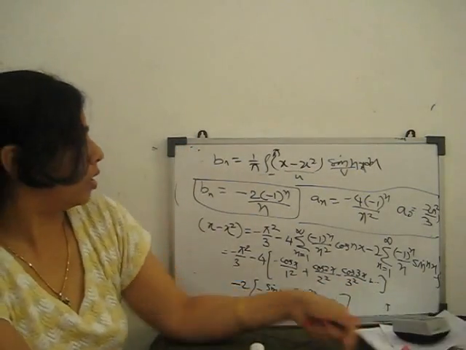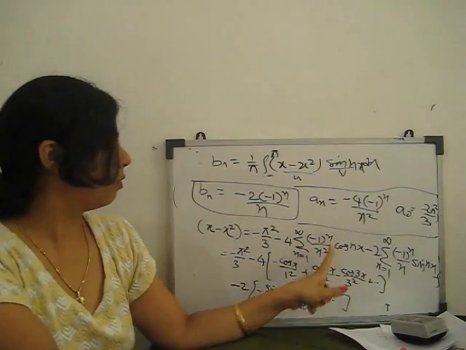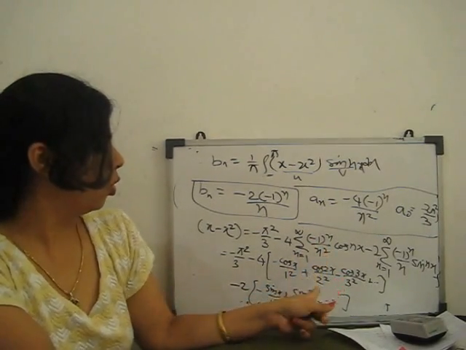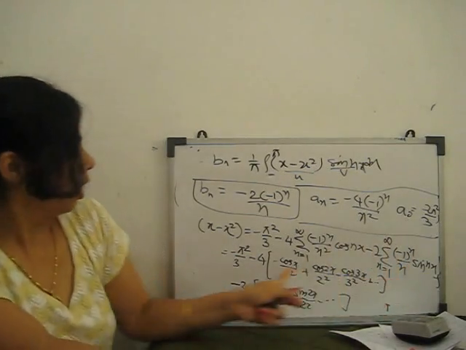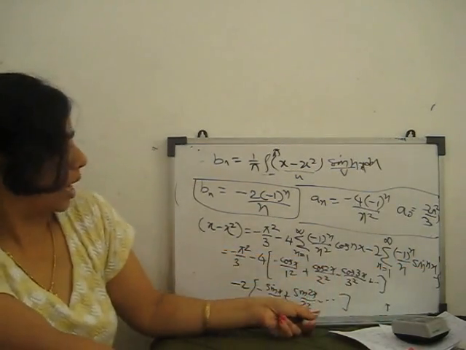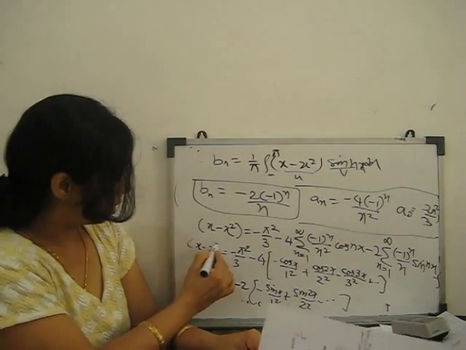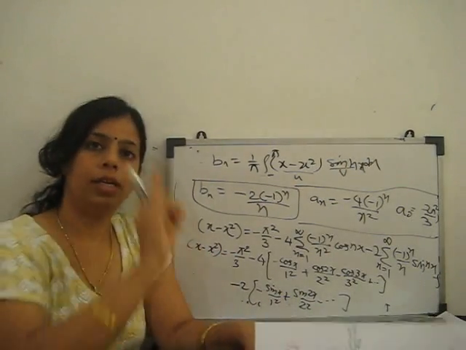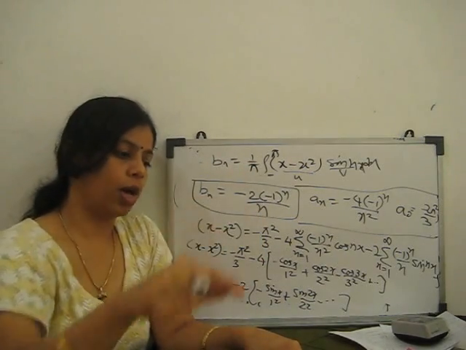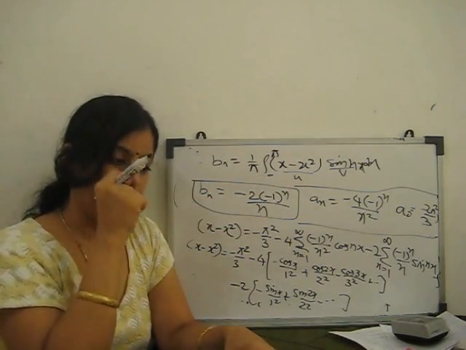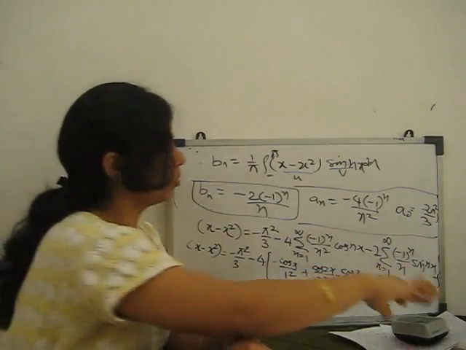Substitute n equal to 1 because n is going from 1 to infinity. n equal to 1 is the first term, n equal to 2 second, n equal to 3 third. Similarly substituting n equal to 1 first term, n equal to 2 second, third and so on. And the right hand side is our function x minus x square. Now we need that series 1 by 1 square, 1 by 2 square, 1 by 3 square. For that, we substitute x equal to 0.